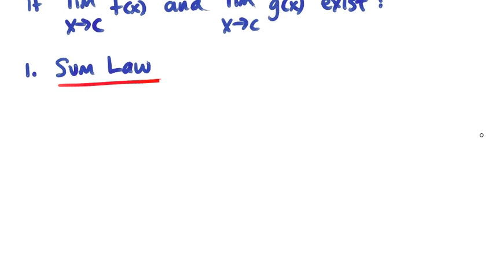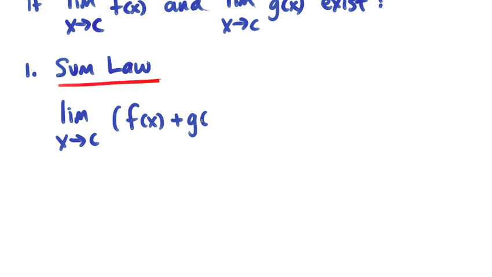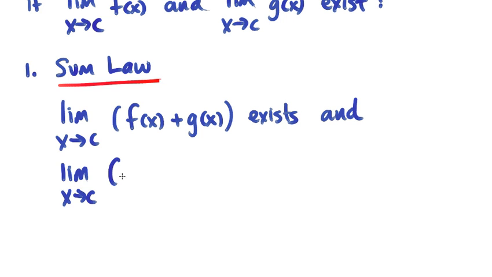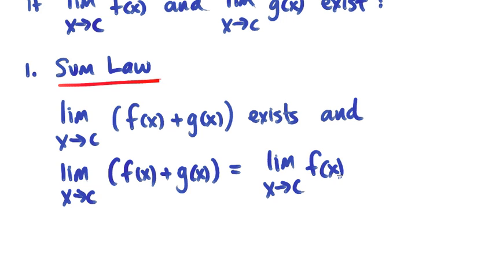And it states that if you have the limit as x approaches c of the addition of those two functions, f of x and g of x, as long as that exists, the limit as x approaches c of those sums will be equal to the limit as x approaches c of each individual piece.